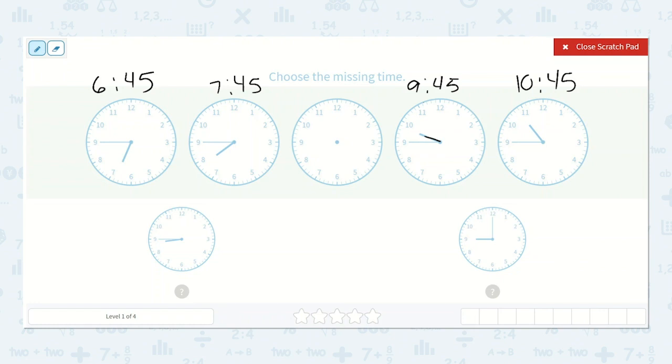9:45, then 10:45. So I see that the minute stays the same each time and that the hour goes up by 1, 6, 7, so this will be 8:45. And then 9:45 and 10:45. So which clock down here shows 8:45? I can tell it is not this one because this is pointing right at the 12, so that would be o'clock. This one is pointing between the 8 and the 9, so that is 8. And it is pointing at the 9 for the minute hand, which is 45. So 8:45, it's this one.